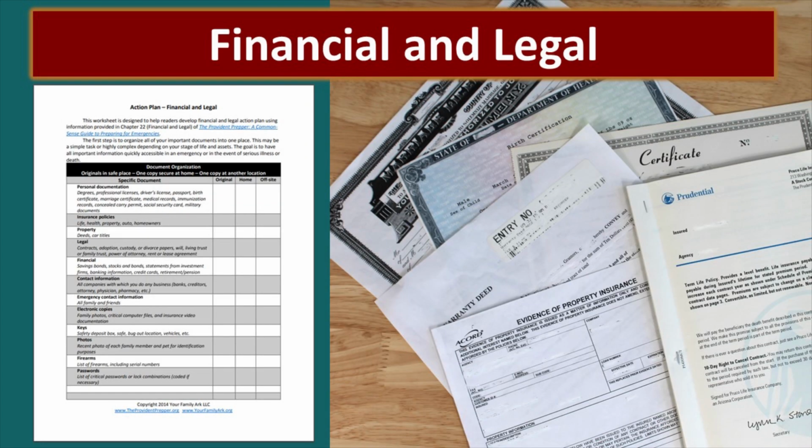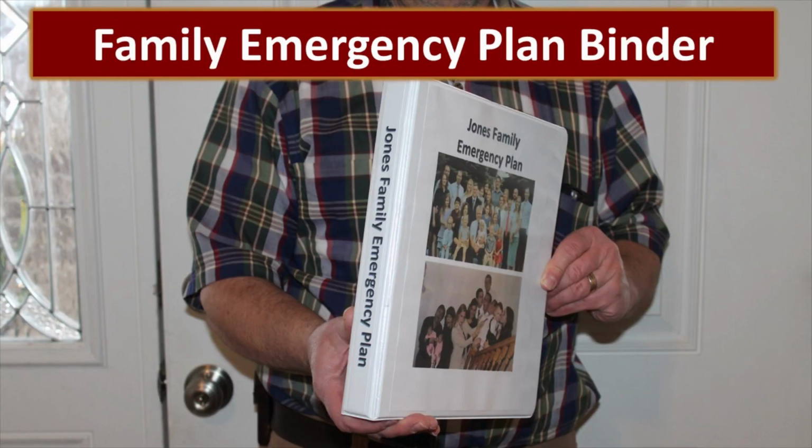The financial and legal action plan helps you understand which documents might be important for you to have and how to get those organized. We think it's a great idea to have a binder where you are developing your family emergency plan because this is a work in progress. So print off these action plans and put them in a binder. When you find other important information, stick them in there with the action plans so that you can create a really good reference manual as you develop your family emergency plan.